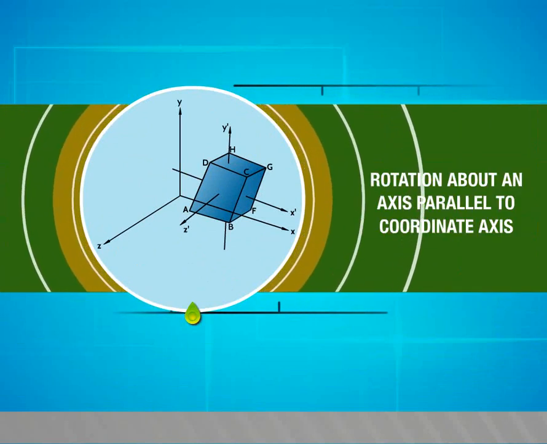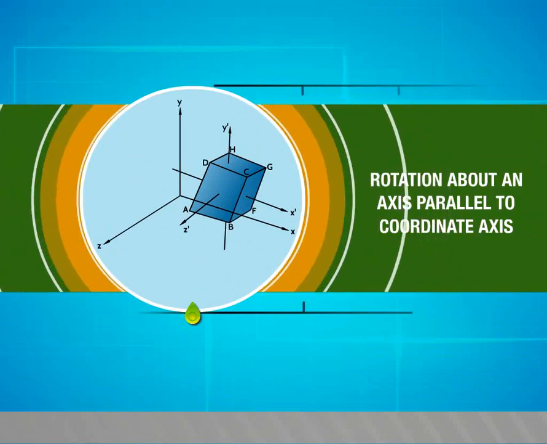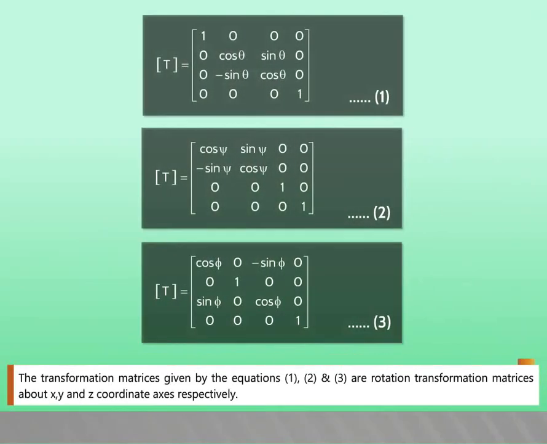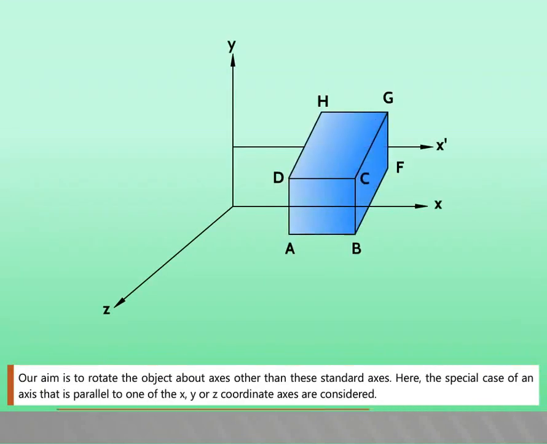Rotation about an axis parallel to coordinate axis. In this video, we are going to see about the rotation about an axis parallel to coordinate axis. The transformation matrices given by the equations 1, 2 and 3 are rotation transformation matrices about x, y and z coordinate axes respectively. Our aim is to rotate the object about an axis other than these standard axes. Here, the special case of an axis that is parallel to one of the x, y or z coordinate axis is considered.